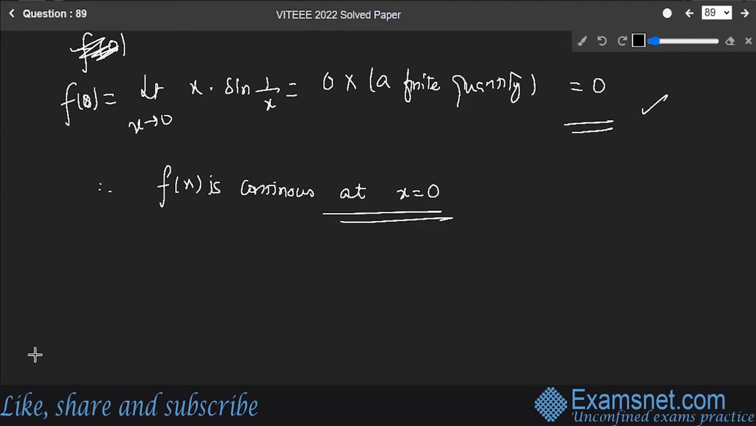Now let's check for its differentiability. If the first derivative at 0 + h is equal to the derivative at 0 - h, then they are differentiable.